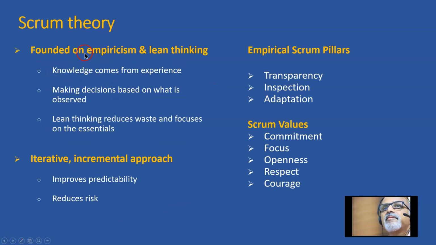Scrum theory is founded on empiricism and lean thinking. The knowledge comes from experience. Making decisions based on what is observed is more critical. Lean thinking reduces waste and focuses on the essentials.